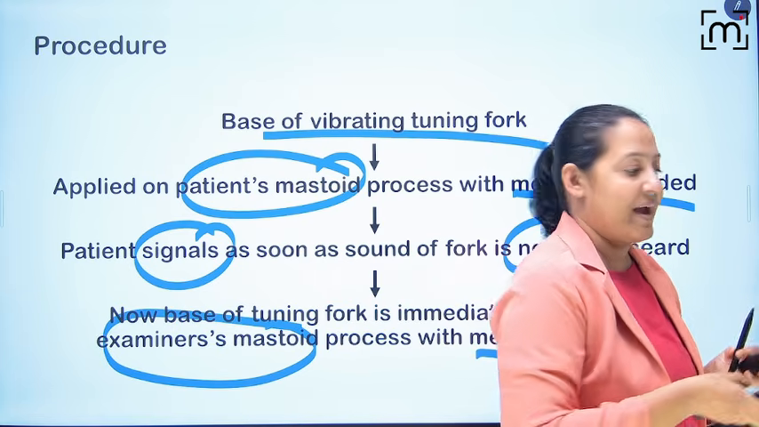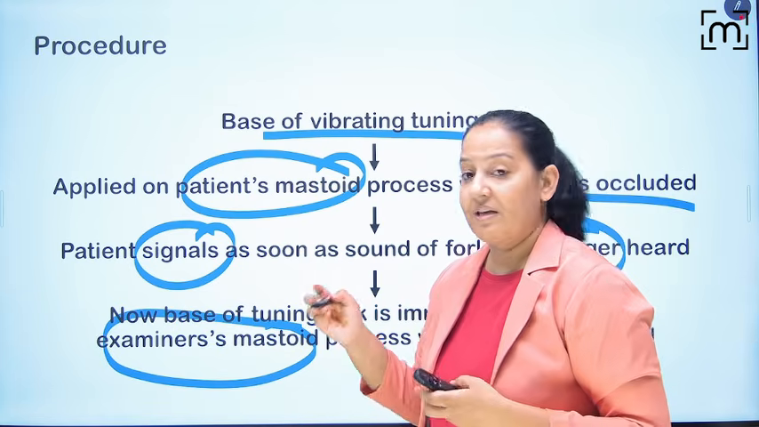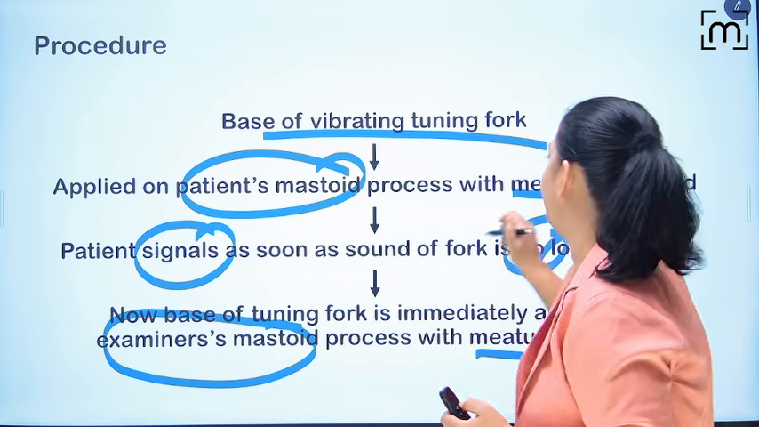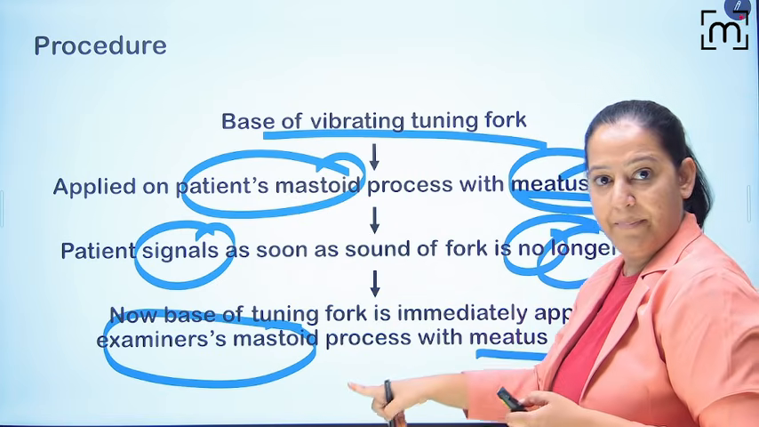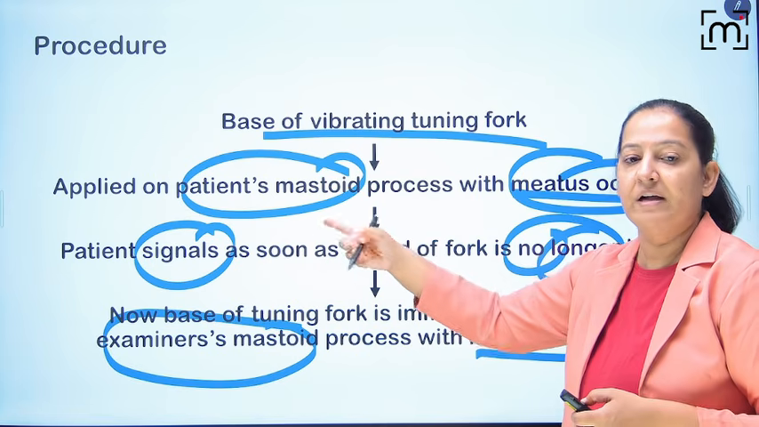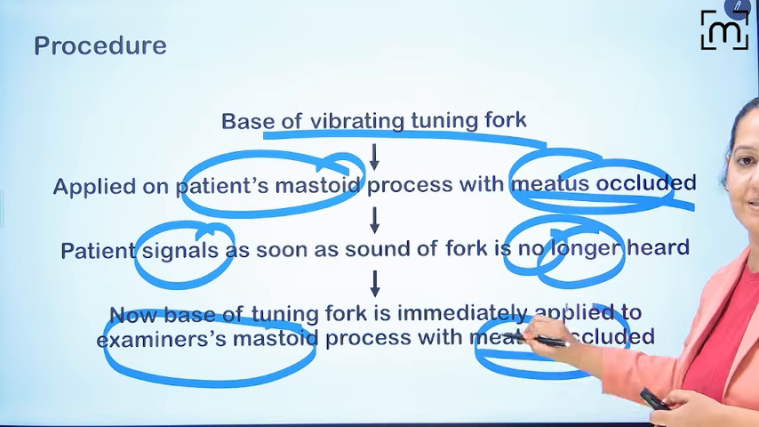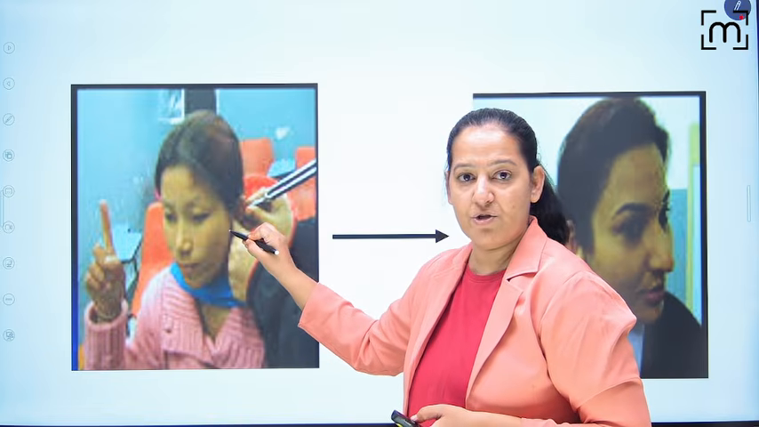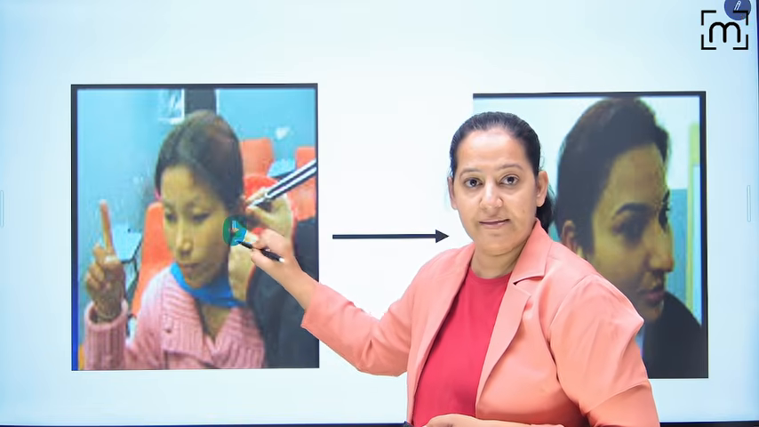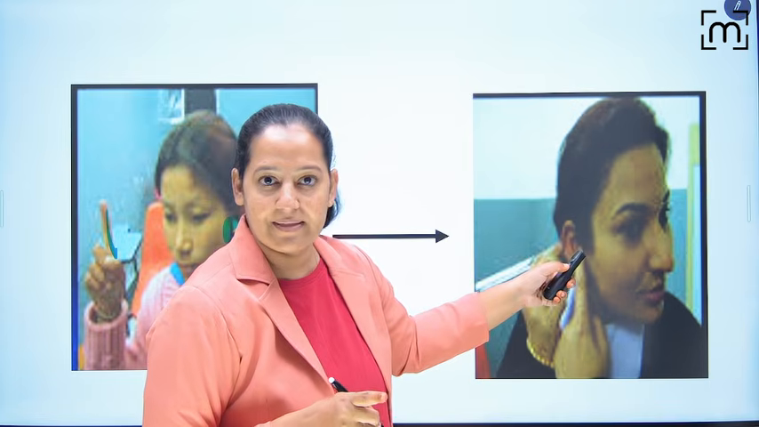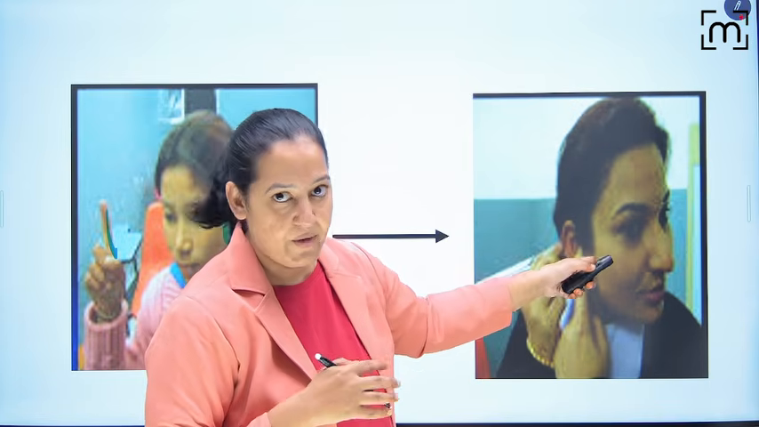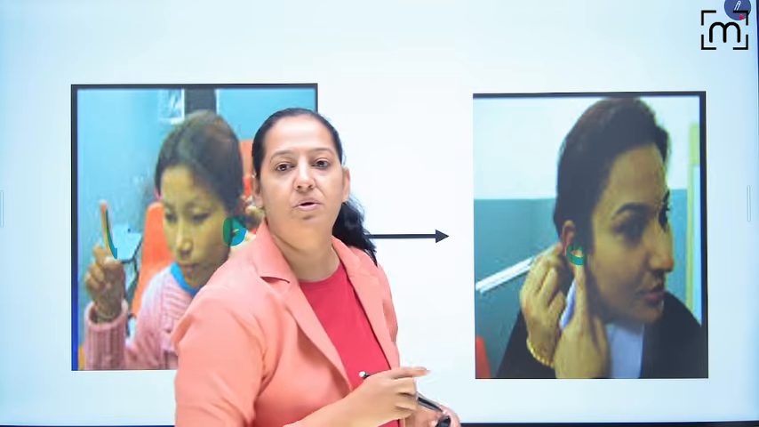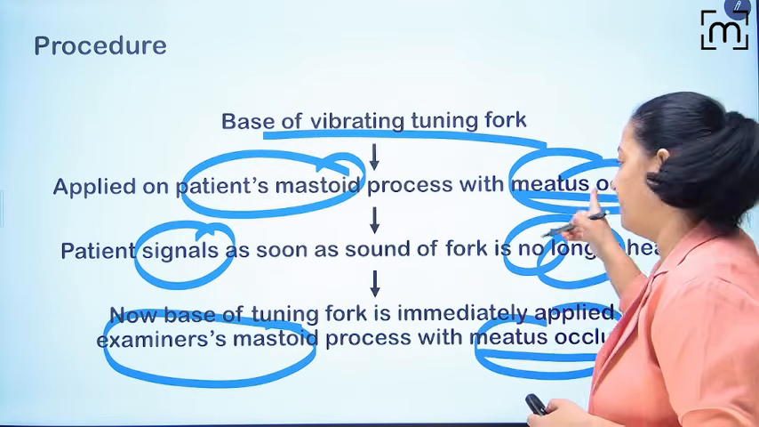So let's come back. The same thing is written. First keep the fork on the mastoid of the patient with the meatus closed, and then keep it on the examiner's mastoid when the patient says it's no longer heard, with the meatus closed. You can see this is my patient. I'm keeping it on the mastoid with the tragus closed. As soon as the patient says it stopped, giving a signal by raising the index finger, I put it on myself. Suppose this is the examiner, me. Again my tragus is closed. So mind the words tragus closed, on both sides.